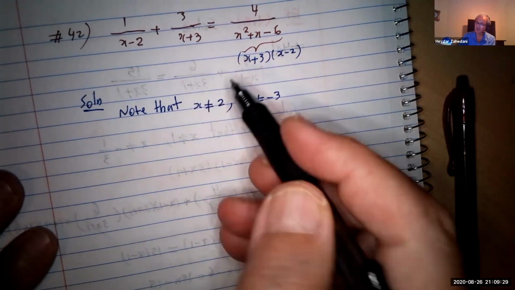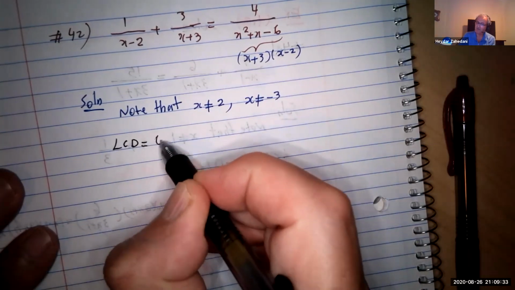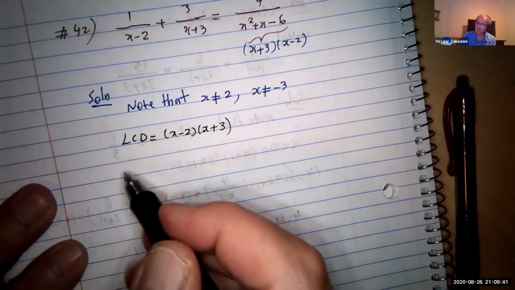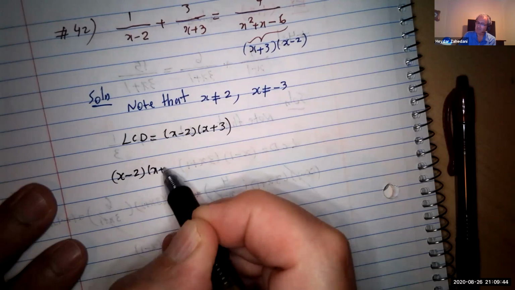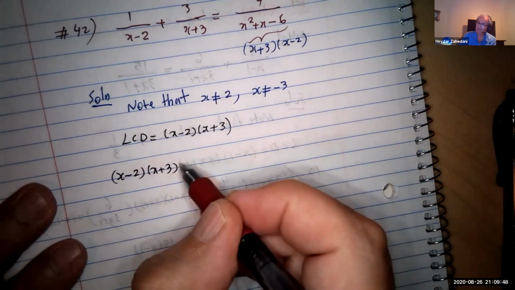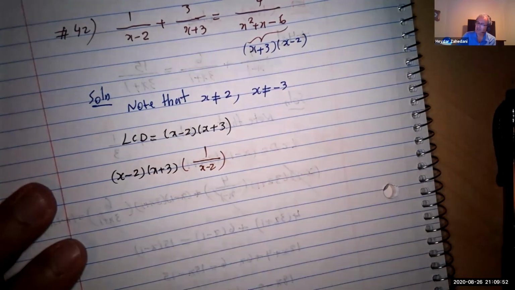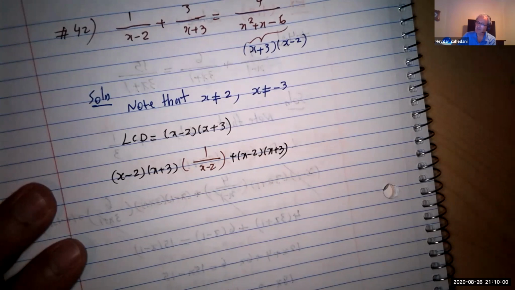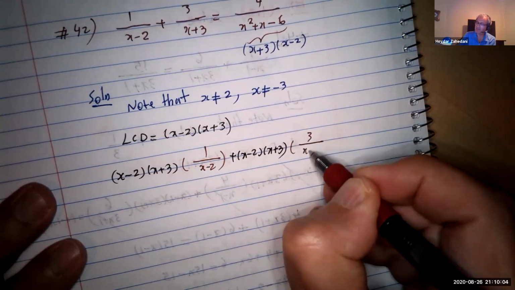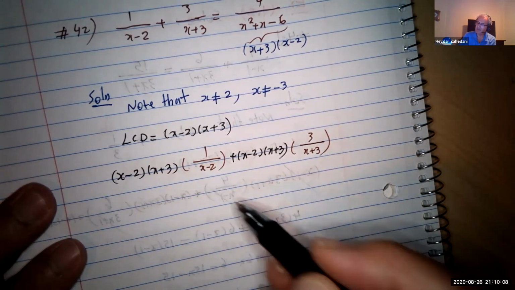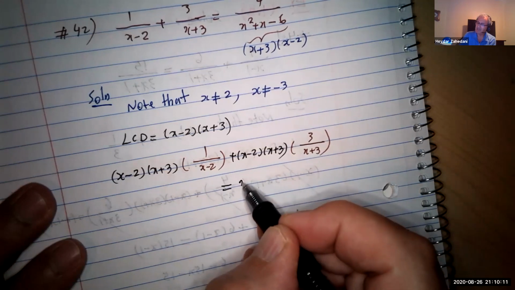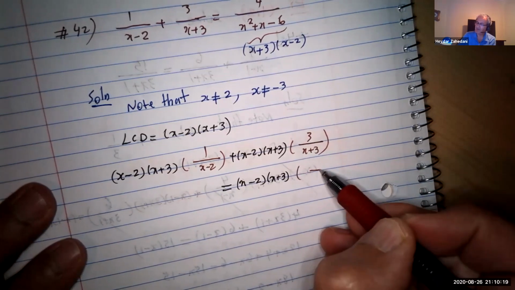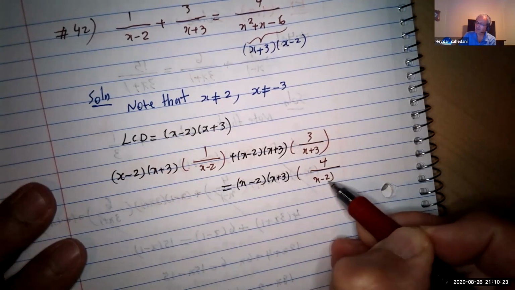Any question? So the common denominator is going to be what? x minus 2 times x plus 3. Start multiplying to simplify it. So this is going to be x minus 2 times x plus 3, multiplied by 1 over x minus 2. And then we just keep going. That gives you x minus 2 times x plus 3, and again we multiply by 3 over x plus 3. And this is going to be equal to, you do the same thing to the other side, x minus 2 times x plus 3, multiplied by 4 over x minus 2 times x plus 3.